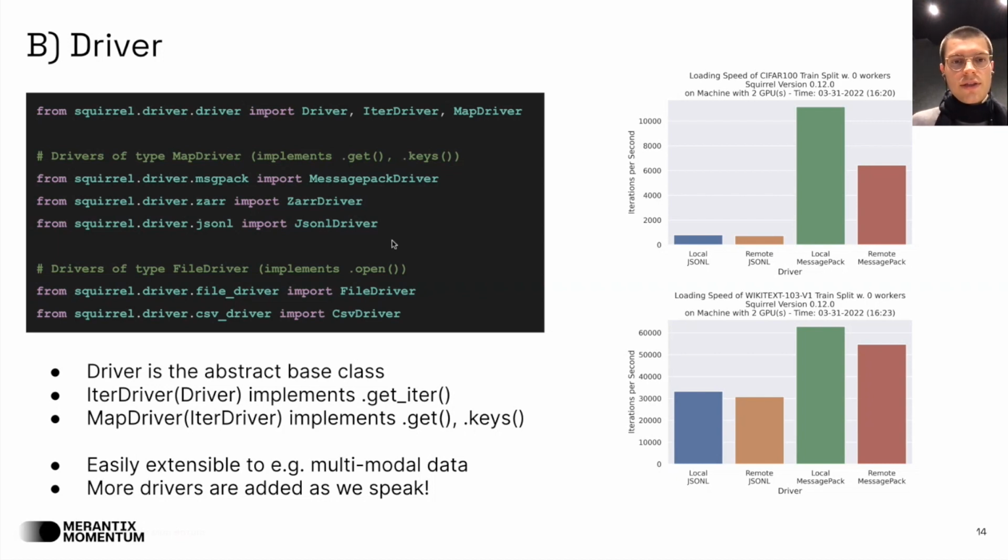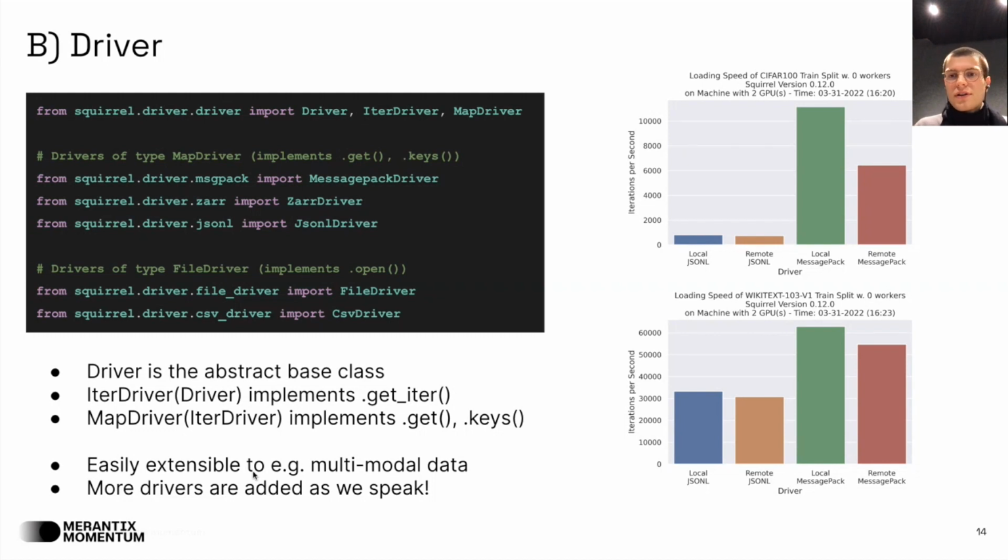And there are also other drivers like the file driver, which just loads a single file, or the CSV driver. So if you have very, very large CSV files, you can also use the CSV driver for that and have a Squirrel pipeline over it.